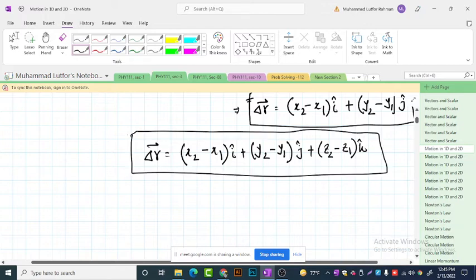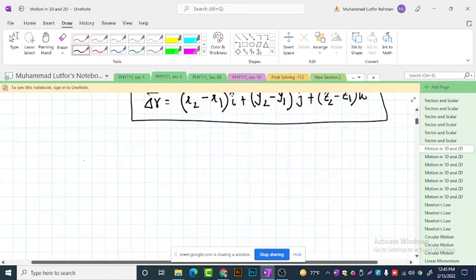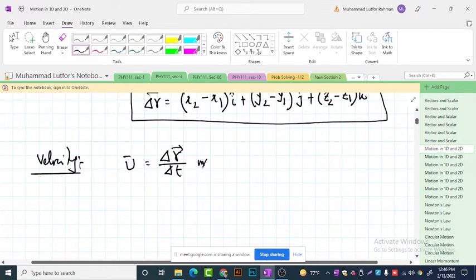Alright. Now, if I know the displacement of the particle, then I will be able to find out velocity and acceleration also. Velocity we define in general as the rate of change of position with respect to time, right? So velocity would be del R over del t, which is the rate of change of position with respect to the time. That will give you the velocity, and its unit will be meter per second.